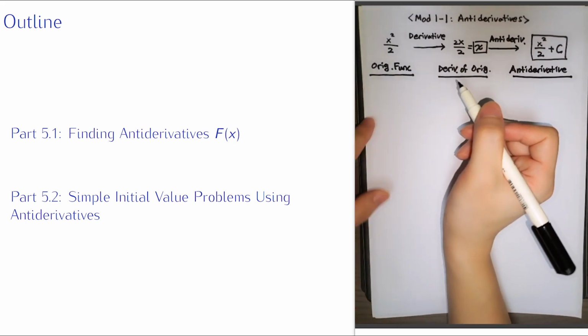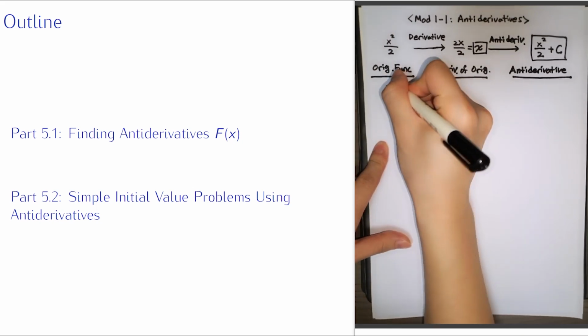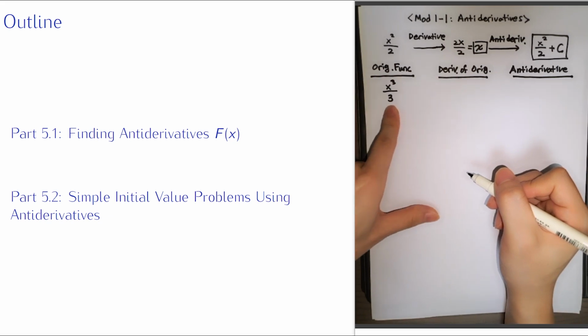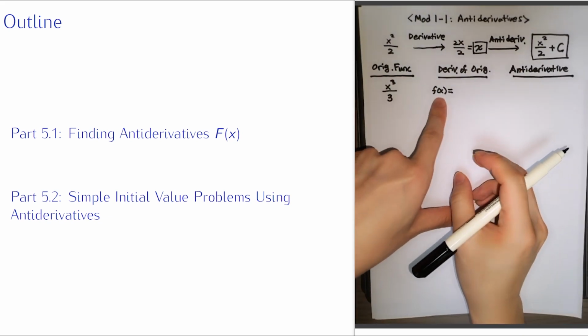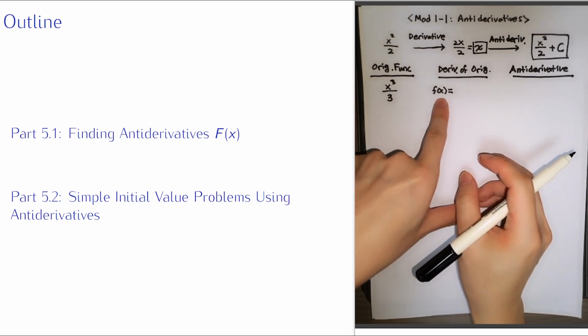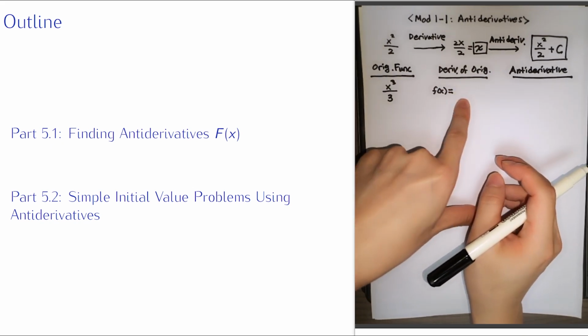Let's say this time I have the original function to be x cubed over 3. Take the derivative of x cubed over 3. Let's define the result to be f of x. Then it becomes 3x squared over 3, which becomes just x squared.